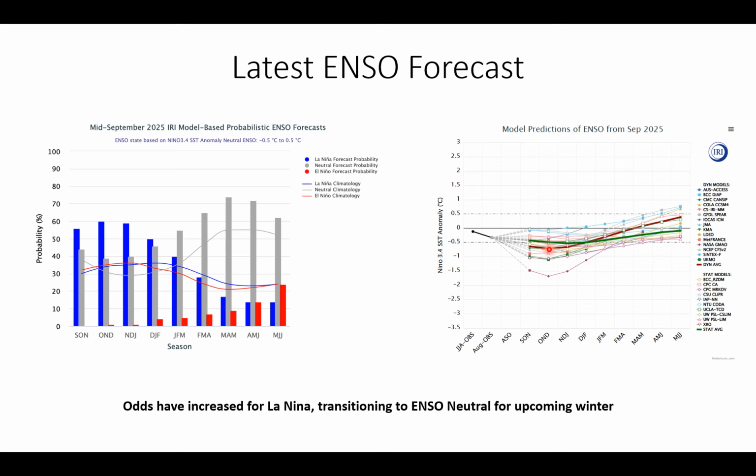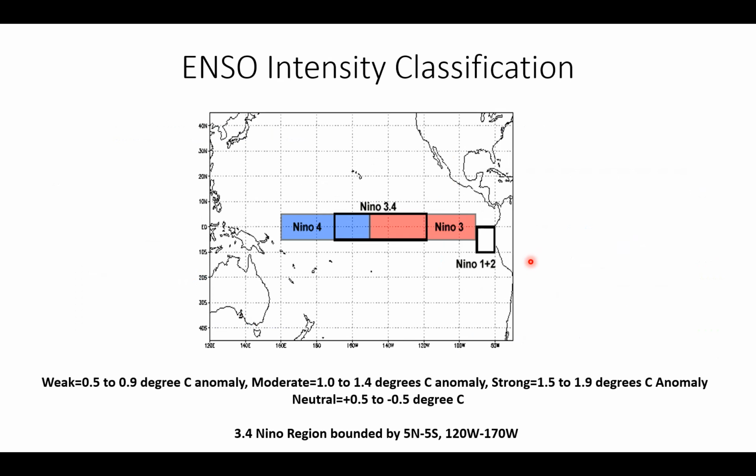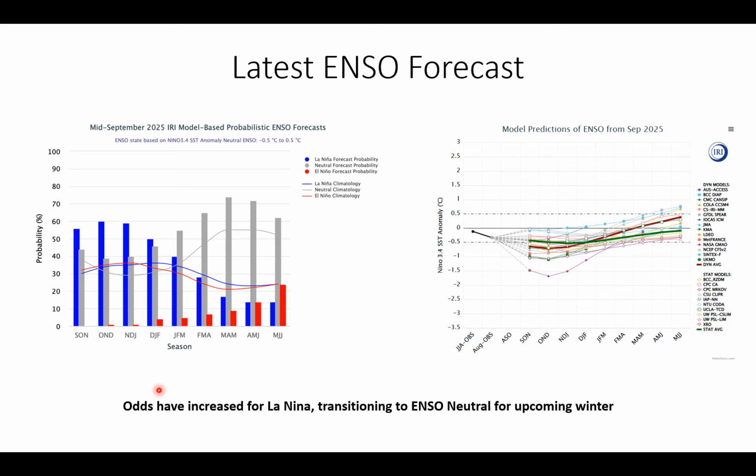Now, we said that the dynamical average went to about minus 0.7 Celsius. Minus 0.7 Celsius fits the weak La Nina criteria, right? 0.7 Celsius cooler than normal waters in the Nino 3.4 region. That's right here between the values of 0.5 and 0.9. So we're looking at a weak La Nina.